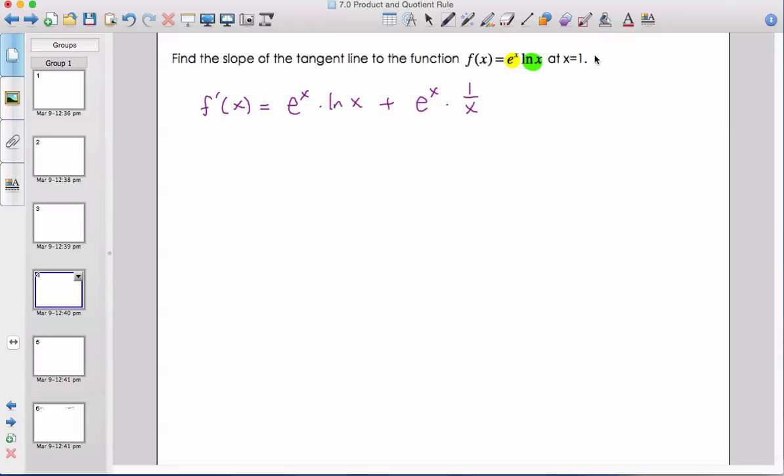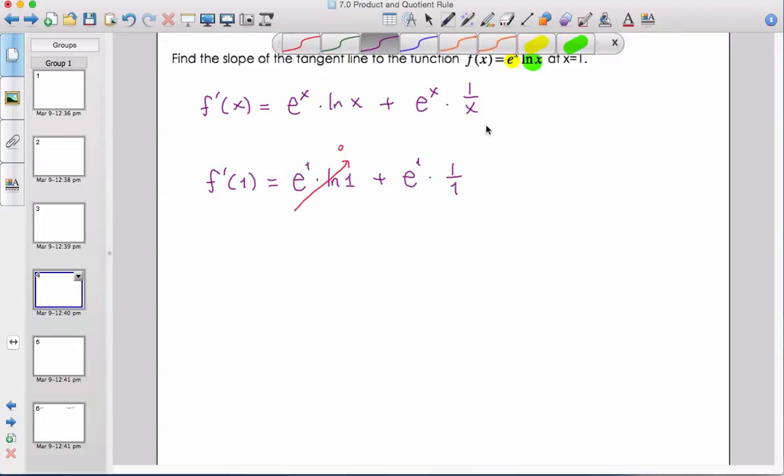Okay, but we want to know the slope of the tangent line when x is 1, so we want f prime of 1. That would be e to the first power times natural log of 1, plus e to the 1 times 1 over 1. But here, the natural log of 1 is 0, so that goes away. So we have e. The slope of the tangent line of f of x at x equals 1 is e.